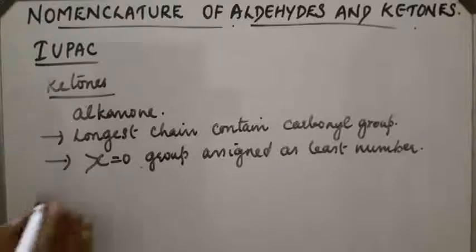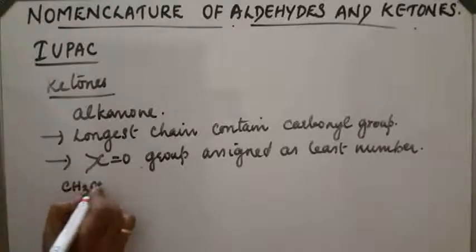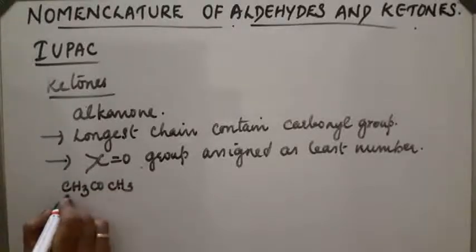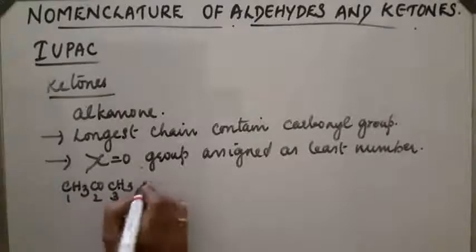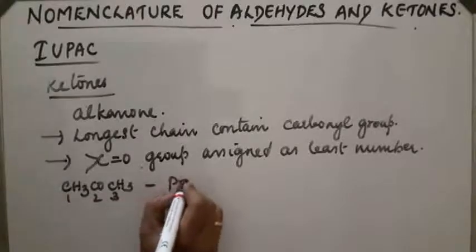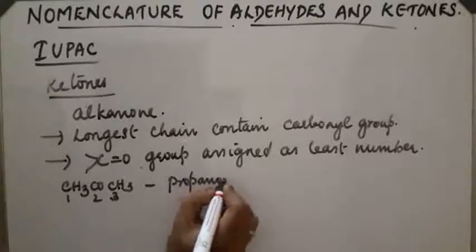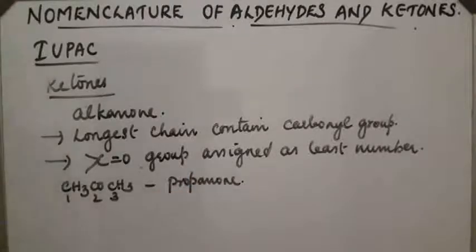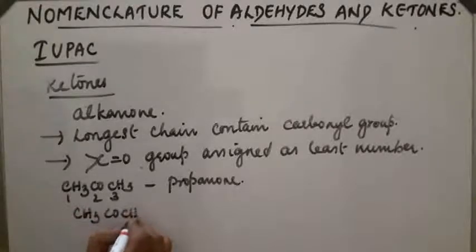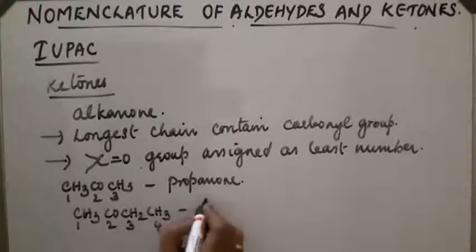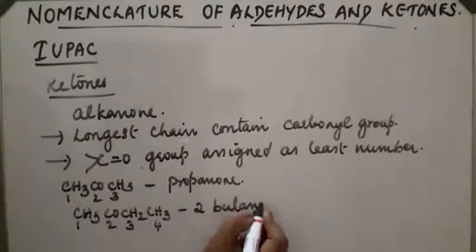Now, let us take some examples. CH3COCH3, 1, 2, 3. So this will be propanone, with 3 carbon atoms. Next, CH3COCH2CH3. While numbering, the carbonyl group gets the least number: 1, 2, 3, 4. So the compound will be 2-butanone.